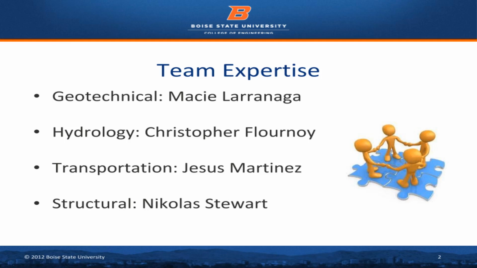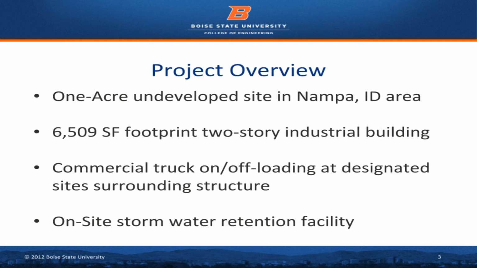For our project, we were given a 1-acre undeveloped lot in Nampa, Idaho. We were tasked with designing a 6,500 square foot multi-story industrial facility capable of efficiently processing commercial truck, load, and unload cycles, all whilst adhering to the City of Nampa codes regarding drainage on industrial sites.